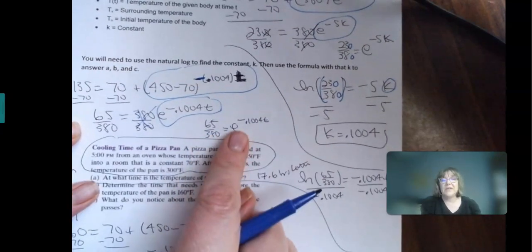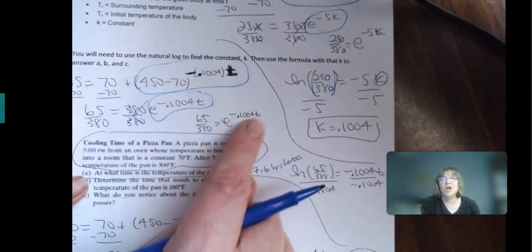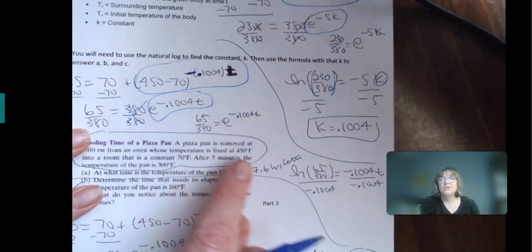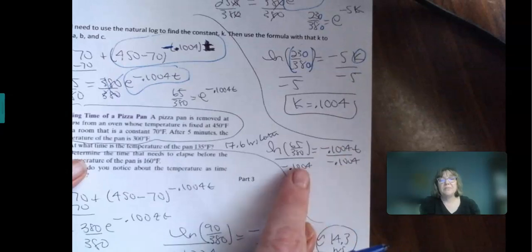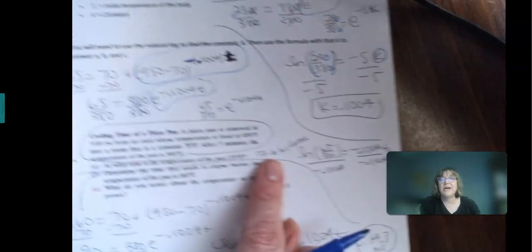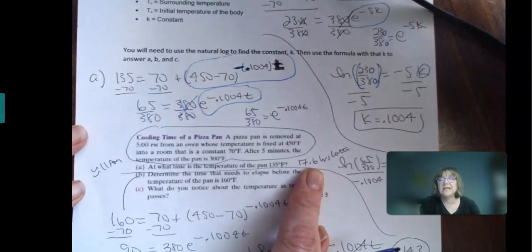Now, again, you have exponential. You want to use a log because you want to solve for time. So logs eat the answer, spit out the exponent. Divide both sides and you get a time. Now it's about 17.6 hours later.